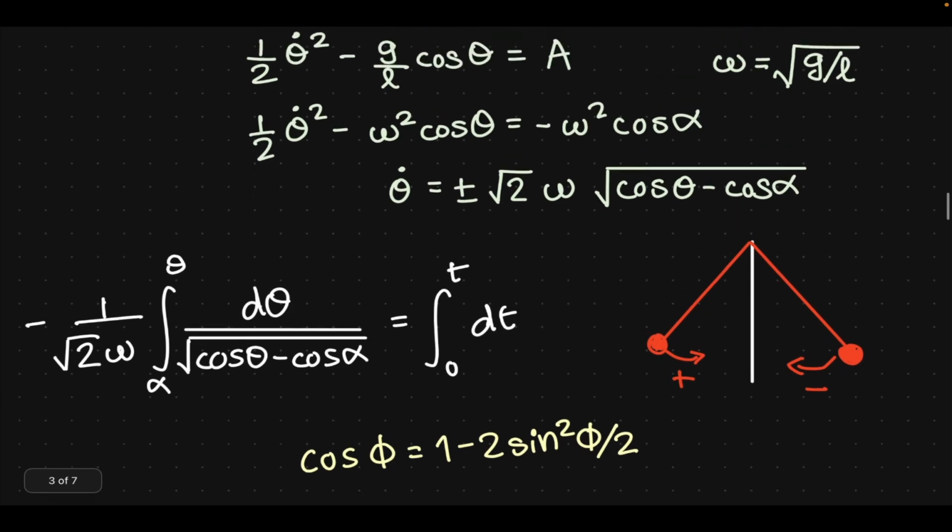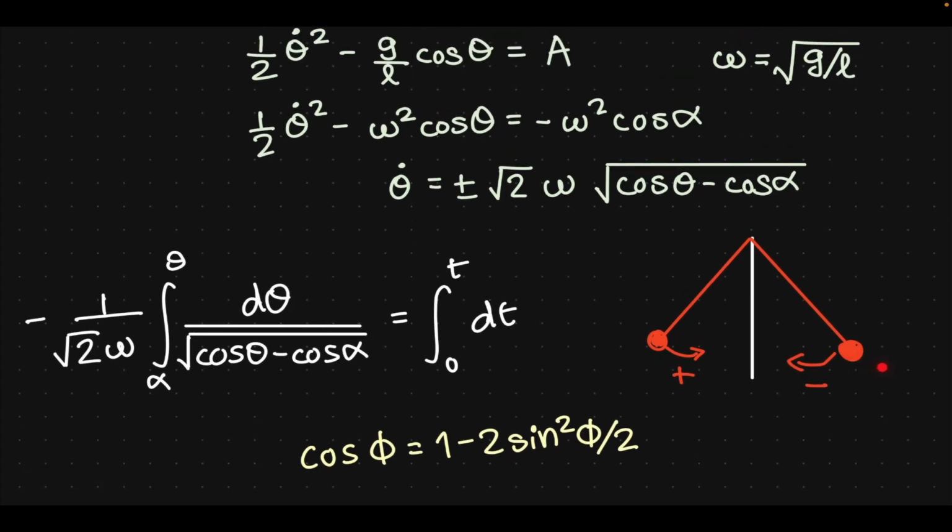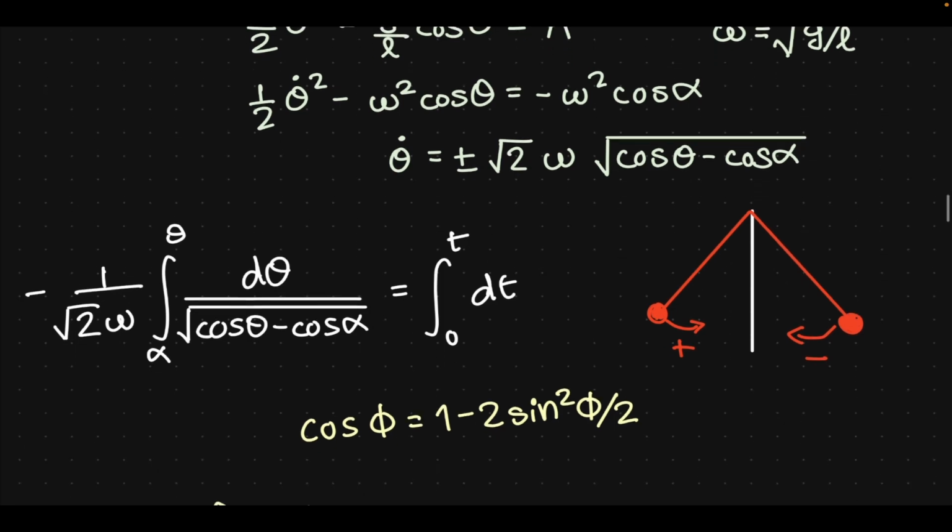And again, these solutions are going to be periodic, because once it completes its negative branch by reaching the other point, we're going to have to pick the positive branch to swing the other way. So in a way, the solution is going to be piecewise, just because of this square root branching. So let's consider the negative solution, just because I'm right-handed. We have 1 over square root 2 omega with a minus, integral from alpha to theta. So I'm considering the motion from alpha, which is the initial position, to an arbitrary angle theta.